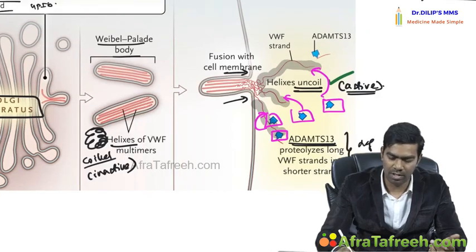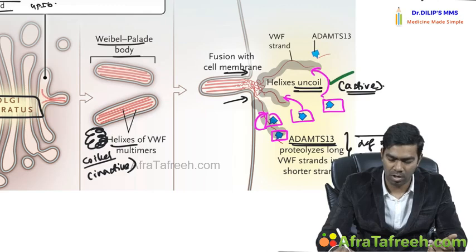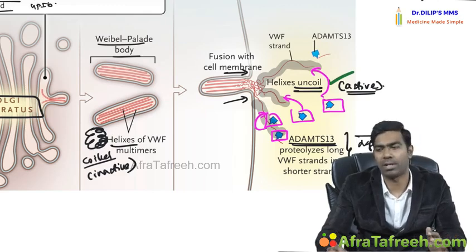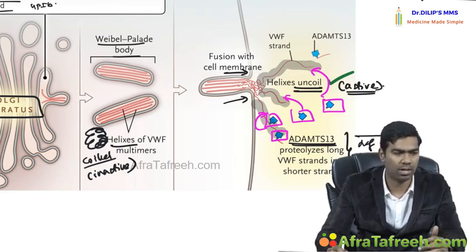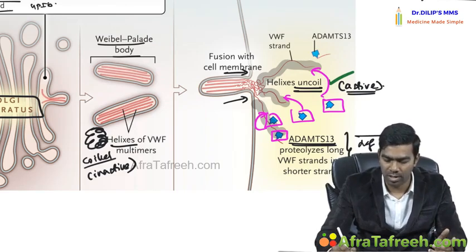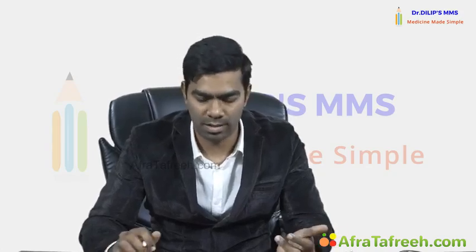Whenever you have a deficiency of this ADAMTS13, you are going to get a very peculiar type of disease called thrombotic thrombocytopenic purpura, TTP. Rather than calling it a deficiency of ADAMTS13, you can call it reduced ADAMTS13 activity. So this is going to result in a disease called TTP, which we are going to discuss as a separate topic, not in this von Willebrand disease.